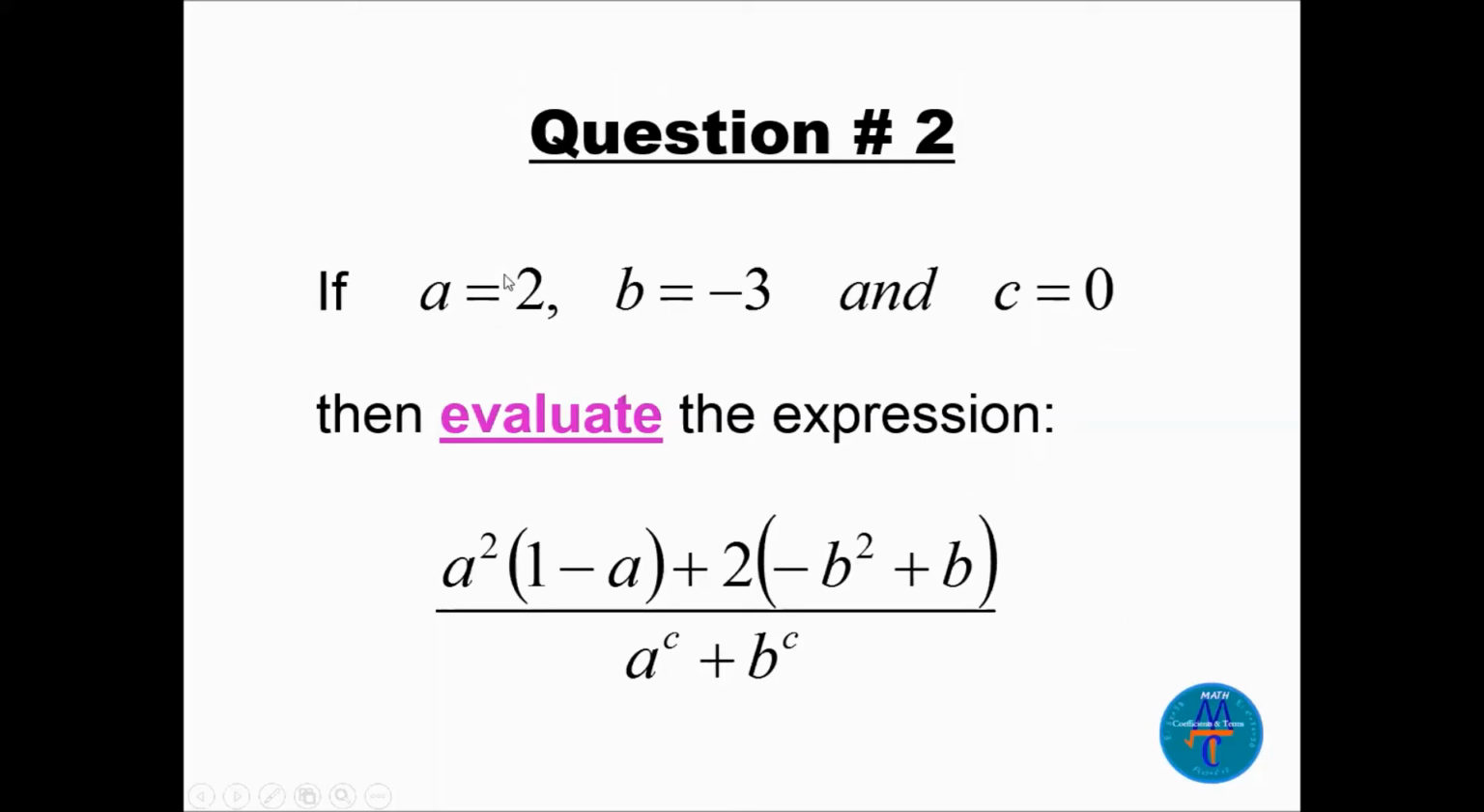Replace or substitute. We plug in the numbers a for 2, b minus 3, c 0 inside this expression. And then we find the answer. You can also, please, try it for a minute and check yourself if you can get the correct answer. You can pause it now, but I will proceed.